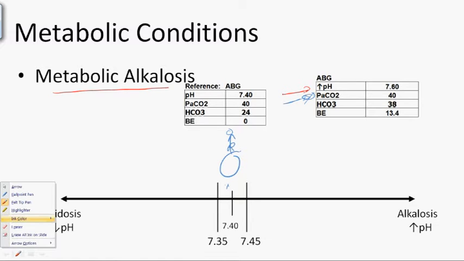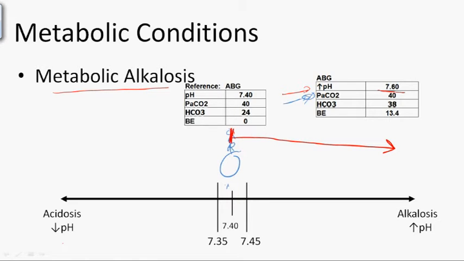So let's plot now our metabolic vector. We'll start here, and of course with a high pH, it's going to make us alkalotic. So I'm going to draw this over here, and that brings us to a pH of 7.60. Now you'll notice that I've got a positive base excess. A positive base excess tells us that we've got an increase in bicarbonate, and that this change is much greater than just due to the respiratory component alone. All right, so a positive base excess is going to draw our metabolic line over to the alkalotic side.